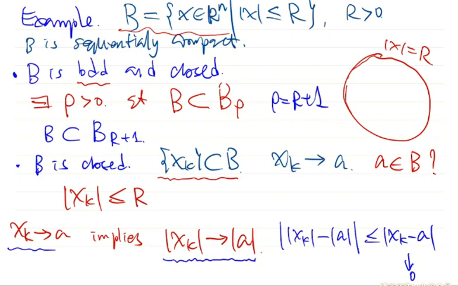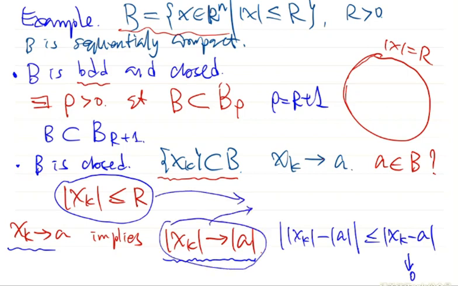So combining these two together, the norm of x_k is not greater than R, and the norm of x_k converges to the norm of a. These two together lead to the norm of a being not greater than R. Therefore, a is a point in B. So this proves that B is closed. So this B is closed and bounded. Therefore, it is sequentially compact.